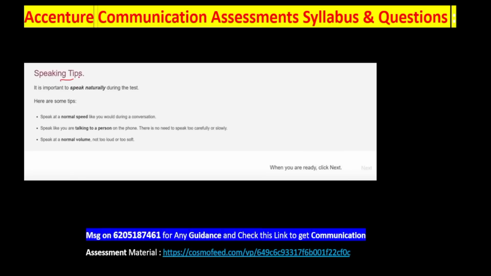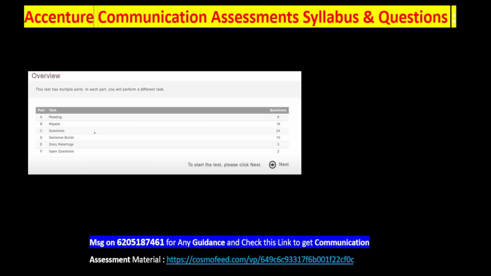For example, we have some speaking tips. It is important to speak naturally during the test. Here are some more tips. Speak at normal speed like you would during a conversation. Speak like you are talking to a person on the phone. There is no need to speak too carefully or slowly, right? Speak at normal volume, not too loud, not too soft. What I already have said is you have to speak at normal volume, not too loud, not too soft, right? So that it will understand better and you are good to go.